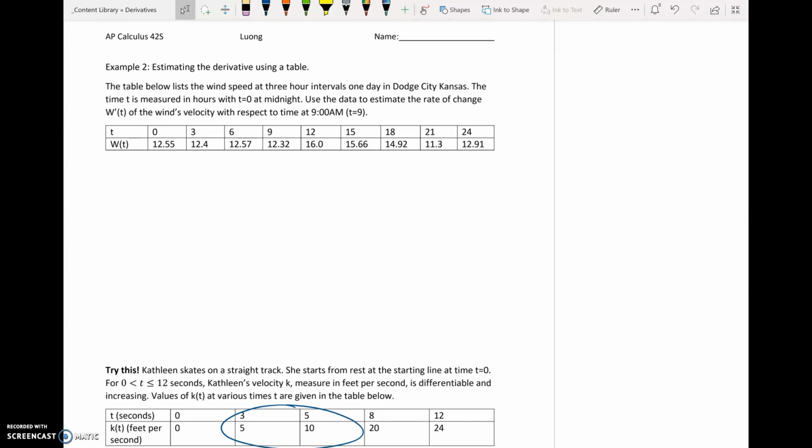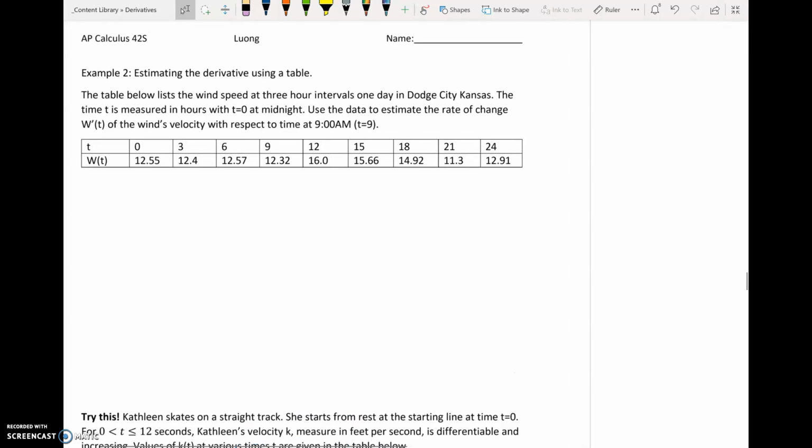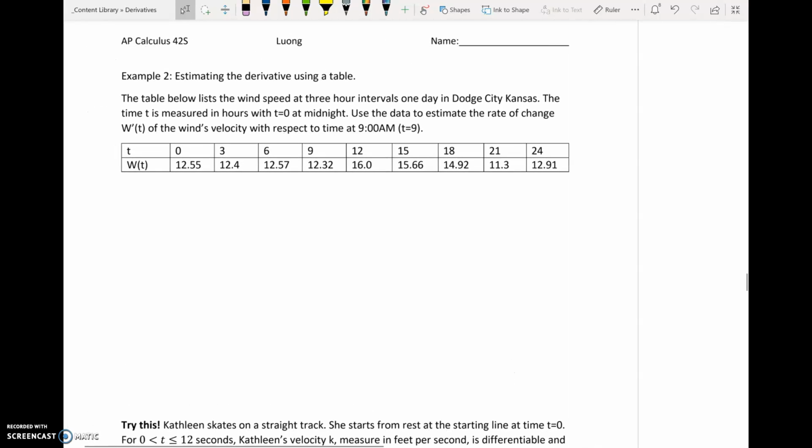Okay, example 2. We're going to estimate the derivative using this table, and we're going to use our symmetric difference formula for that, from the very first lesson that we had. In other words, we're going to use m secant and try to approximate t equals 9. So around t equals 9, we have t equals 6 and t equals 12. To find the symmetric difference, we're going to use this because 9 sits in between that.